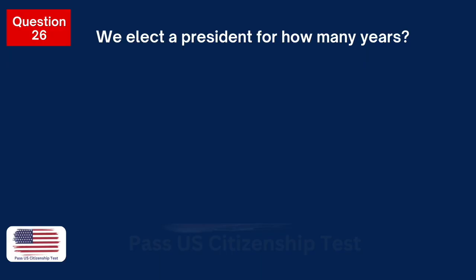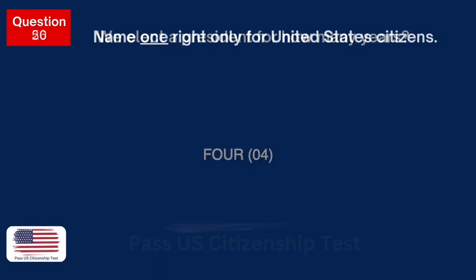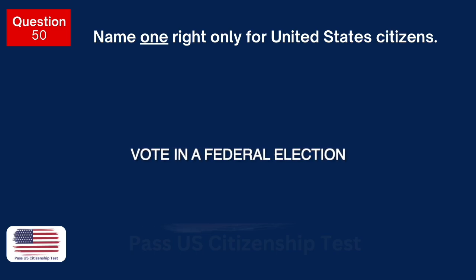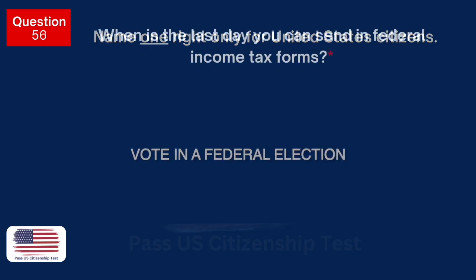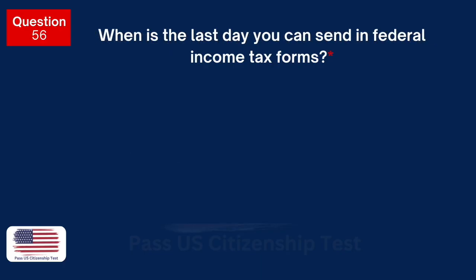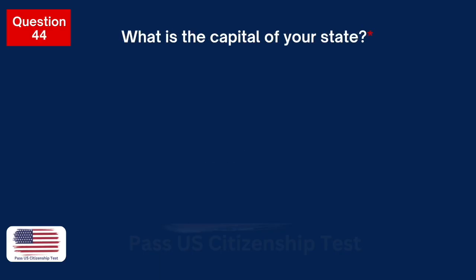We elect a president for how many years? Four. Name one right, only for United States citizens. Vote in a federal election. When is the last day you can send in federal income tax forms? April 15. What is the capital of your state?